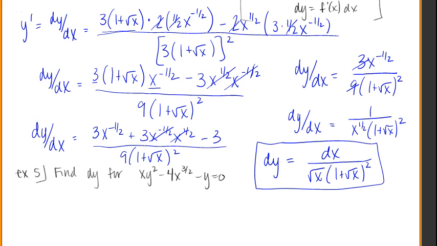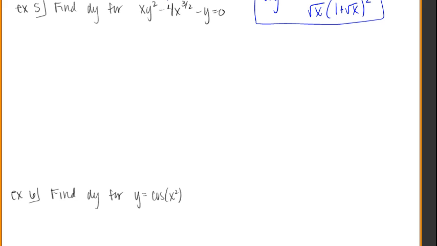Alright, so moving on, let's go to example number 5. With this one right here, we again want to just practice finding dy. It looks like since I have powers of y, I'm going to involve some implicit differentiation here. So x times y squared, we've got a product there.